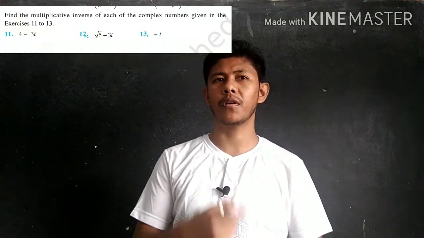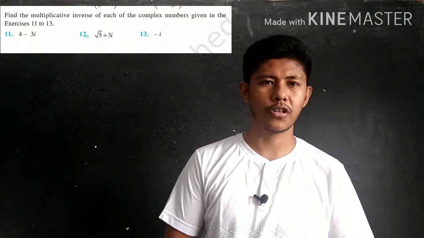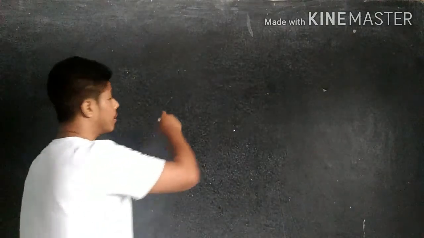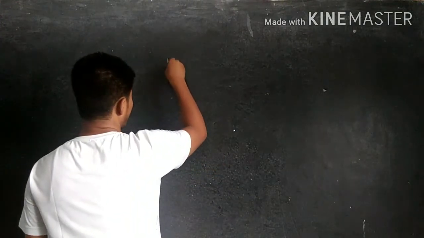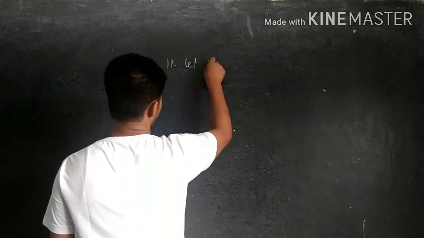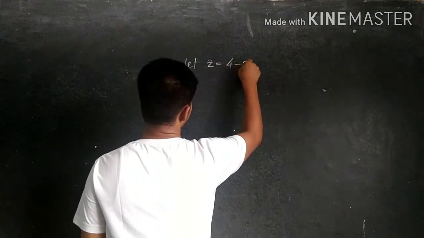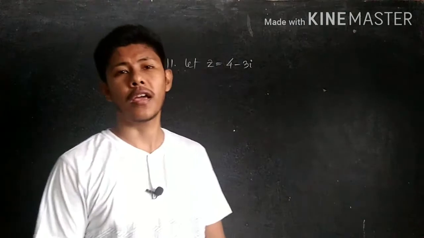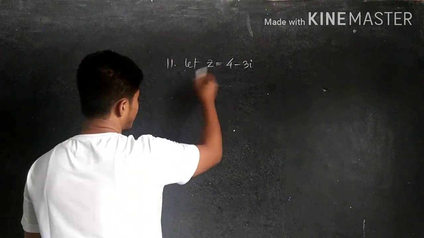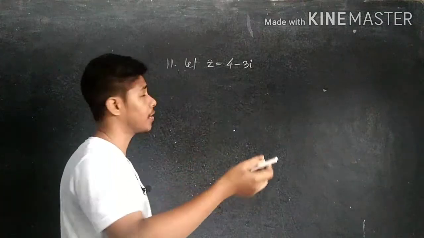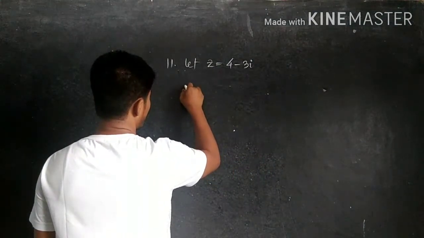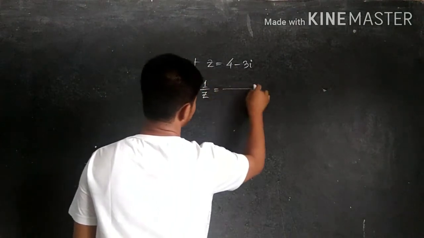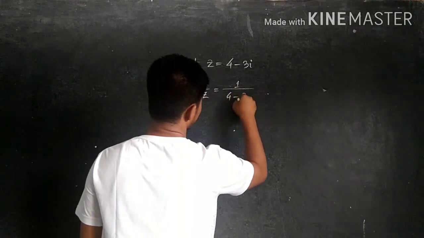So let's take an example, question number 11, which is given as 4 minus 3i. Now the complex number is given, so let z equal 4 minus 3i. This is a complex number, and we have to convert it into a plus ib form. Now for the multiplicative inverse, to find it we have to write 1 by z. So 1 by z equals 1 divided by 4 minus 3i.